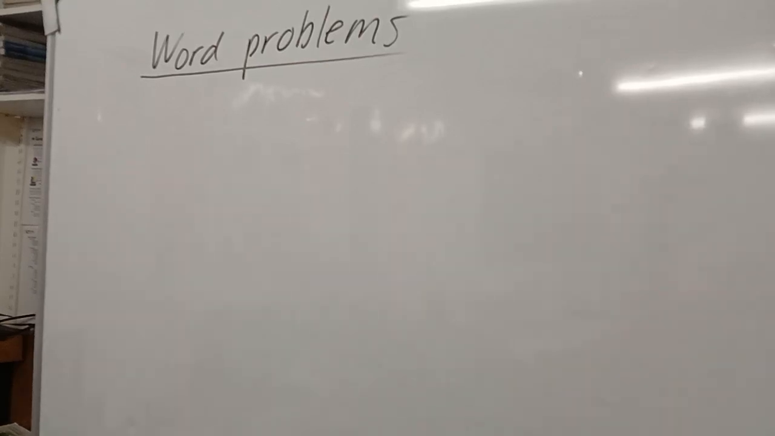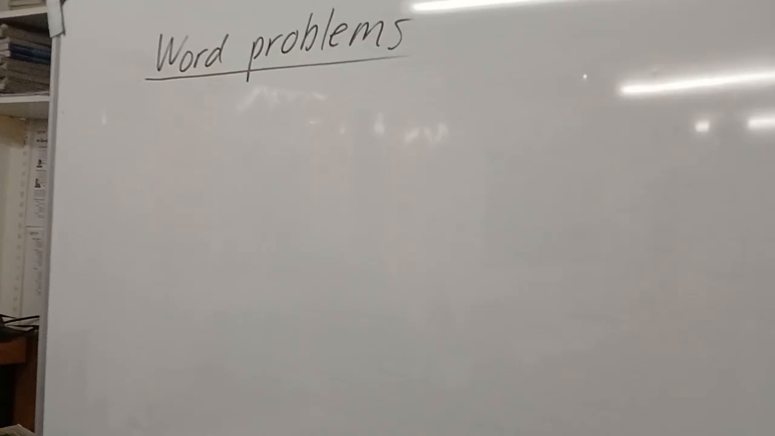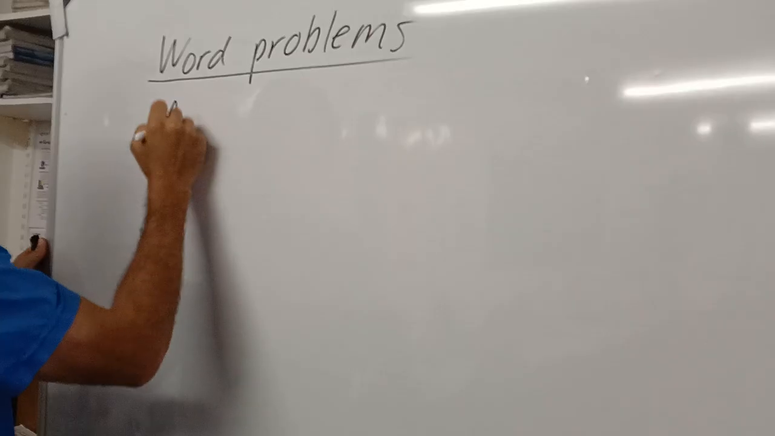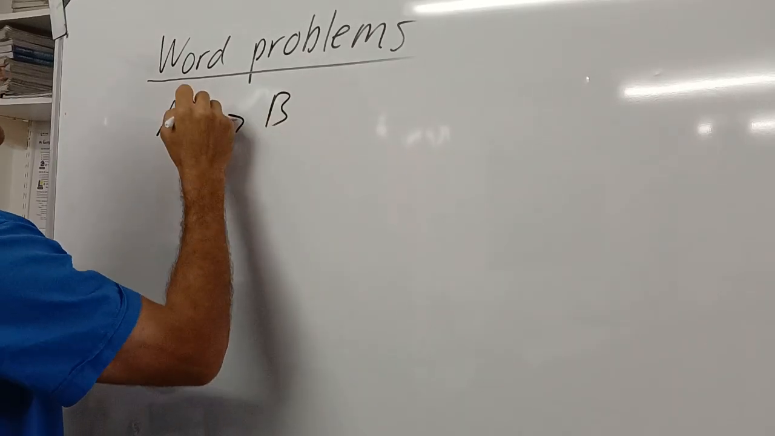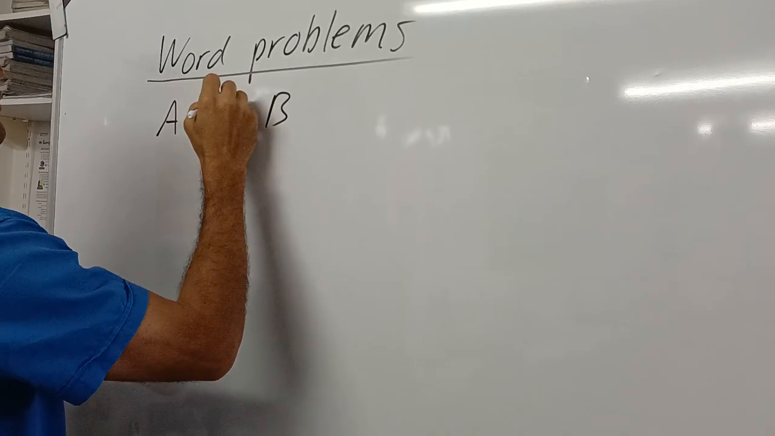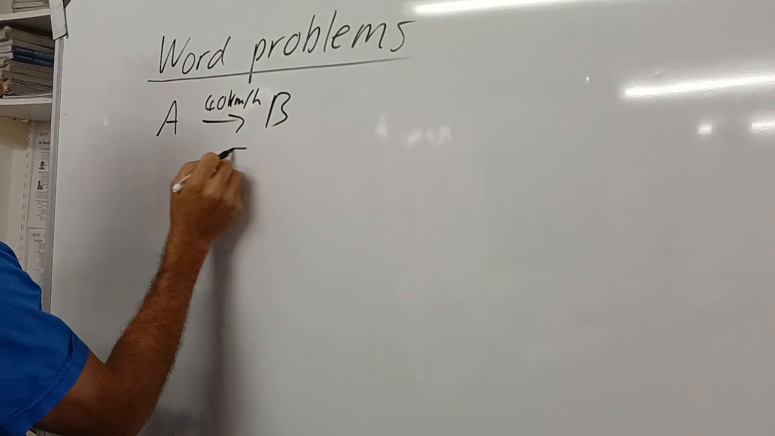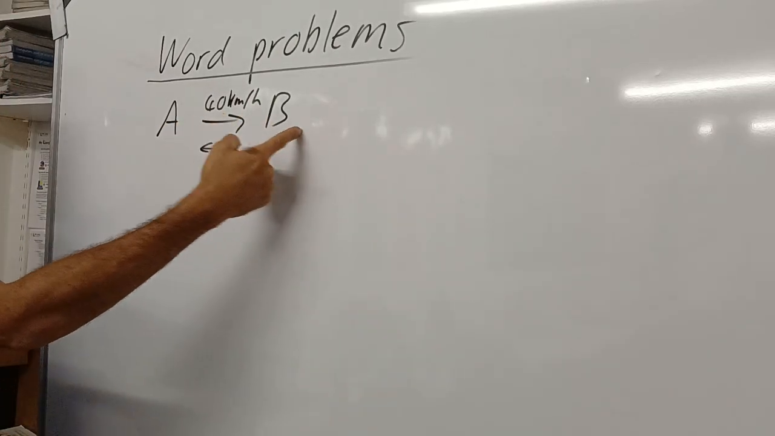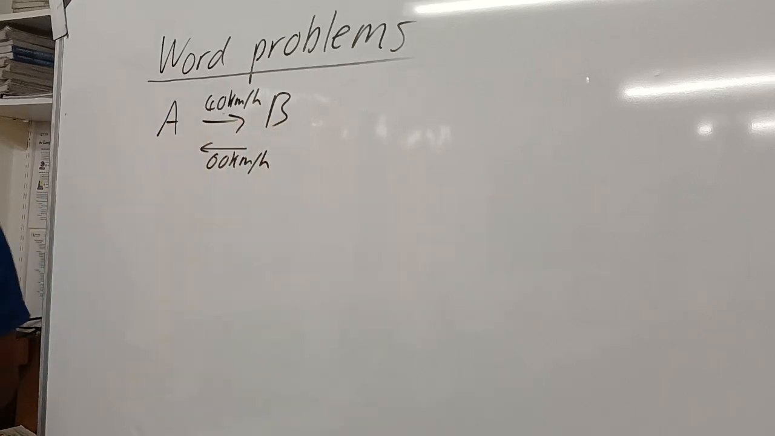Alright, okay, so let's just read it again. The motorcyclist travels from A to B at 40 kilometers per hour and from B to A at 60 kilometers per hour. So from A to B at 40 kilometers per hour, and from B back to A at 60 kilometers per hour. And it says the distance between A and B is x kilometers.